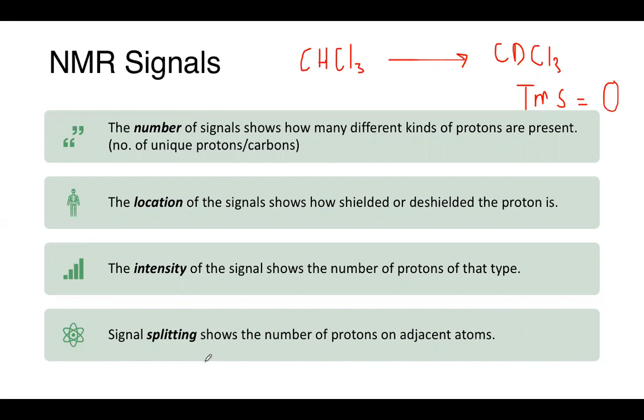Oftentimes, if we have protons, in the case of hydrogen NMR, adjacent to each other, they'll cause a splitting to occur. So we'll have sets of peaks rather than just an individual peak for each type. The rules they follow are very robust, and they're usually pretty easy to use to work out the spectrum.